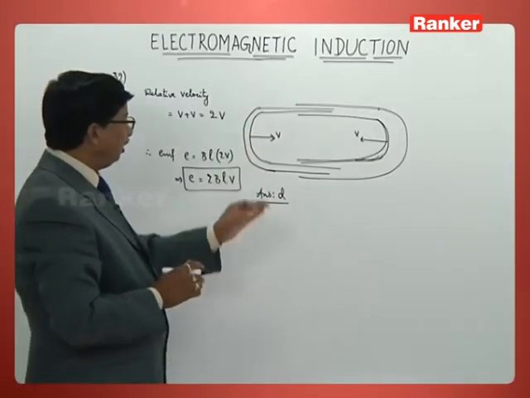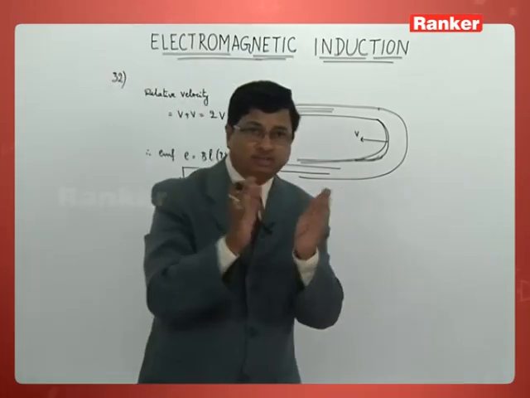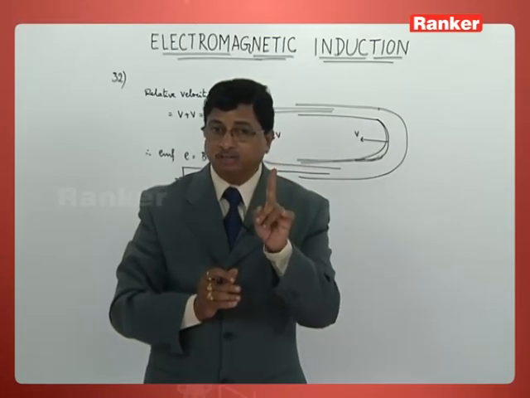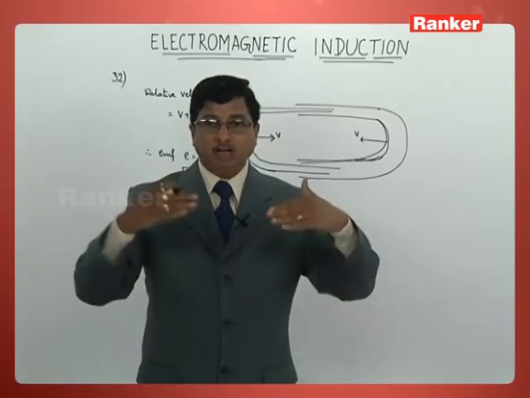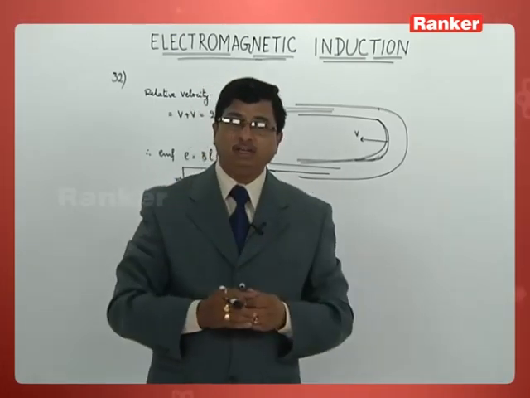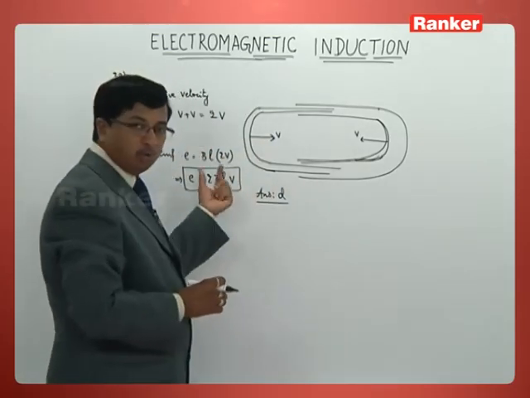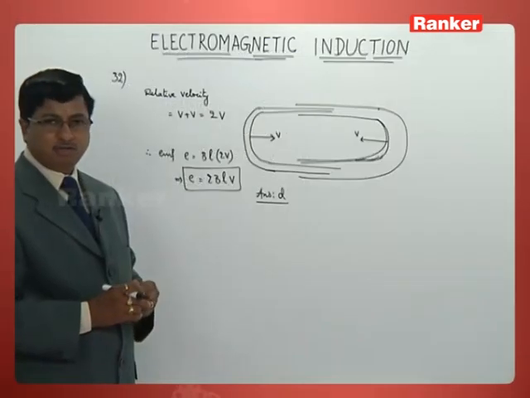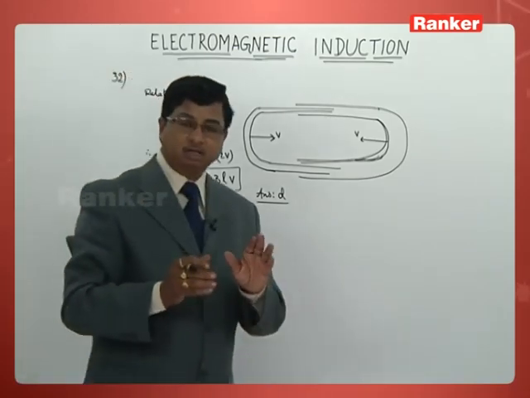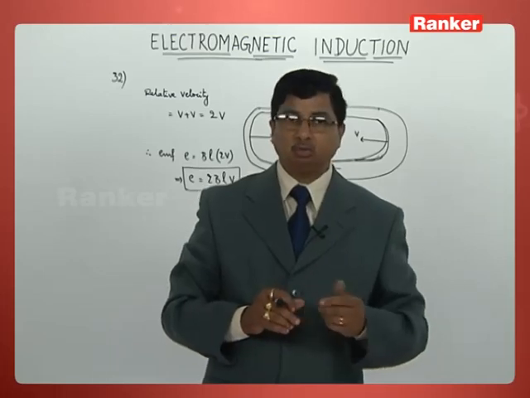So what you should understand is both are U tubes only, one fitted inside the other, both moving towards each other with constant velocity, of course common value of velocity, V there and V here. So when relative velocity becomes 2V, automatically the induced EMF becomes twice BLV. So fourth option is correct for problem number 32. Simple question, but it has been framed based on the relative velocity concept. That is question number 32.